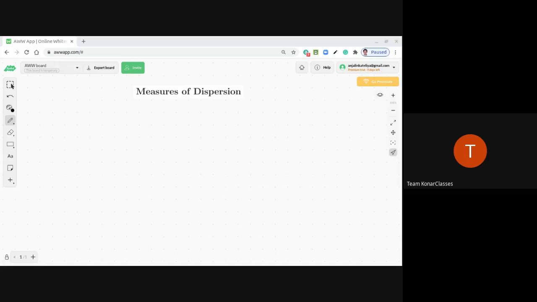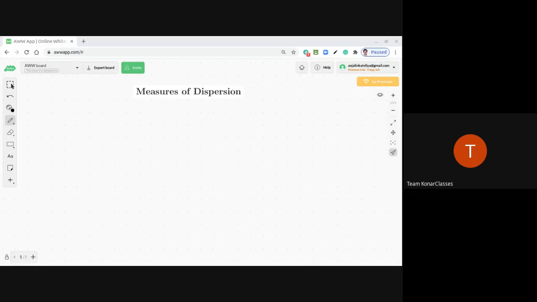So let us start our discussion in continuation of whatever we discussed in the previous class. Today we are going to start with measures of dispersion. So far we have learned about the measures of central tendency. The measures of central tendency are not always adequate to describe data, and hence there is a concept of measures of dispersion.